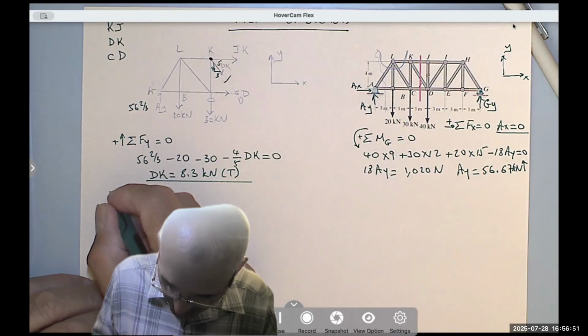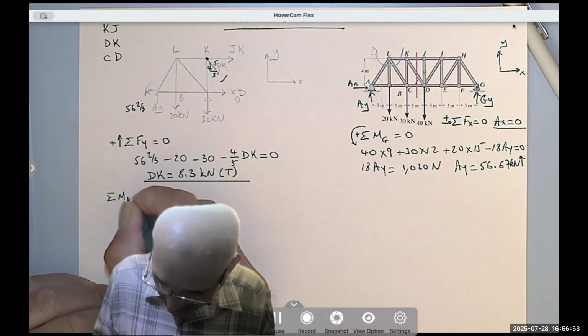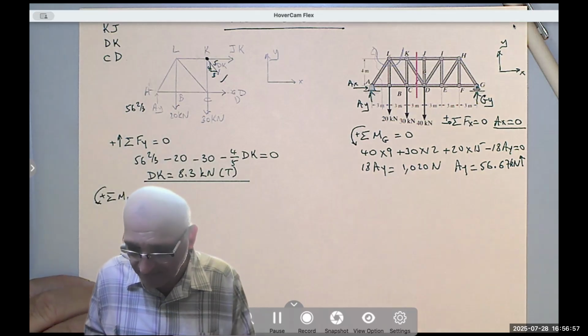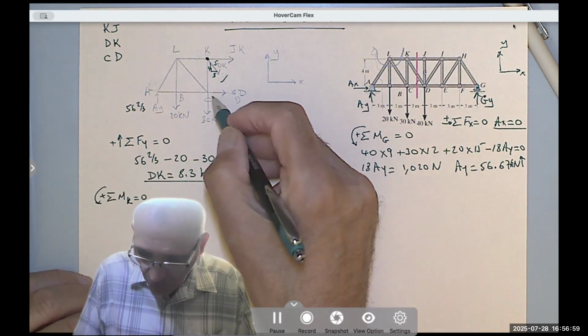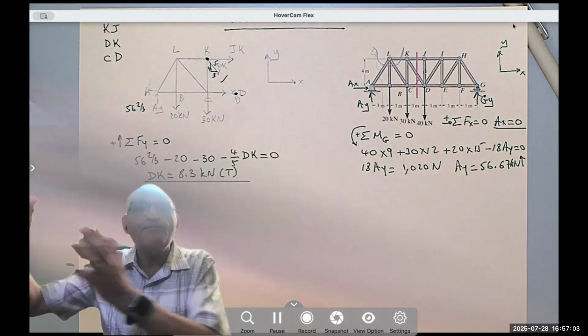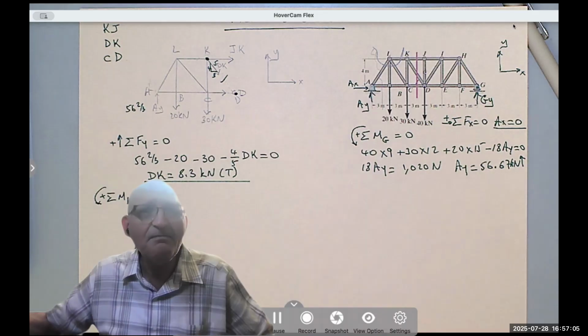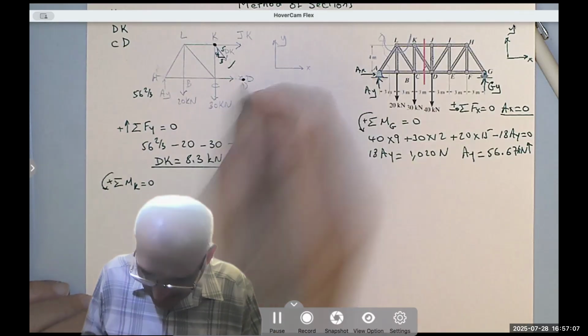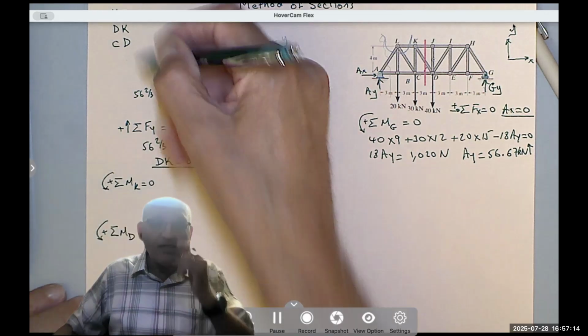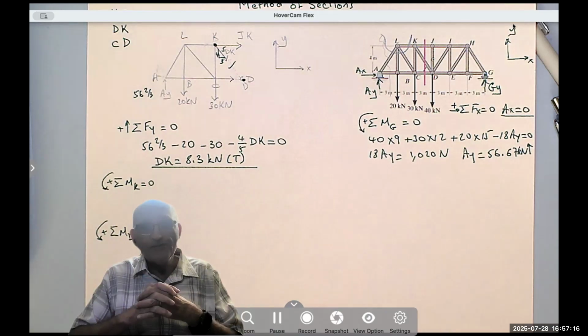I can write summation of the moment about K equals 0. Counterclockwise is positive. And these two members intersect at D, even though D is not part of my truss. Doesn't matter. They intersect at D, so I will take the moment about D equated to 0. And these are the three equations I need to use.